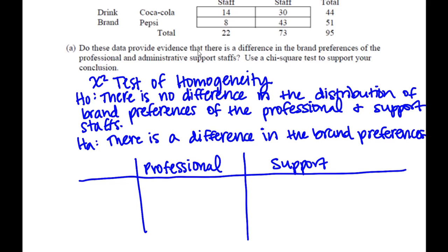And then I'll check the conditions for each group. So first I have random, and they said random samples, so I'm just going to copy that.